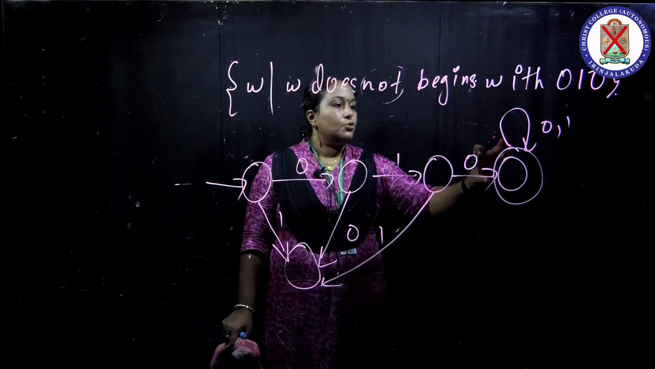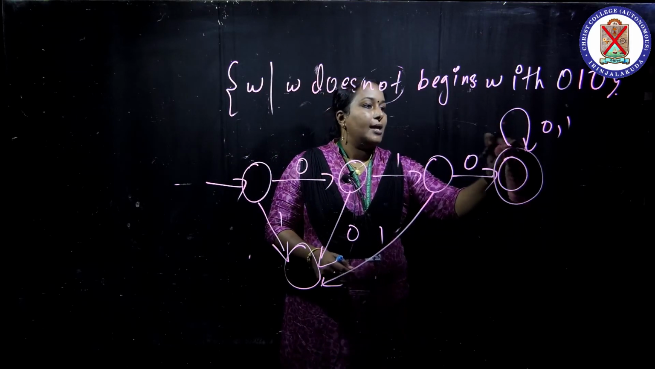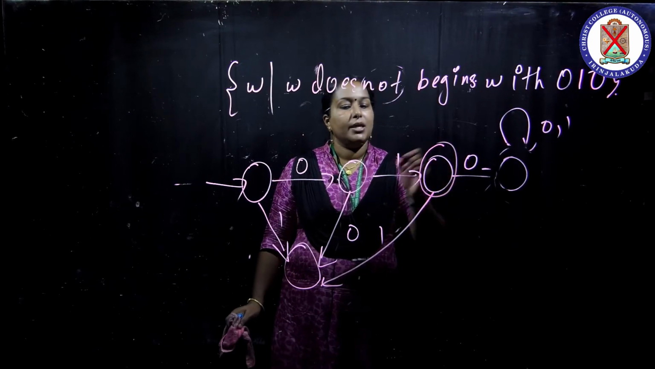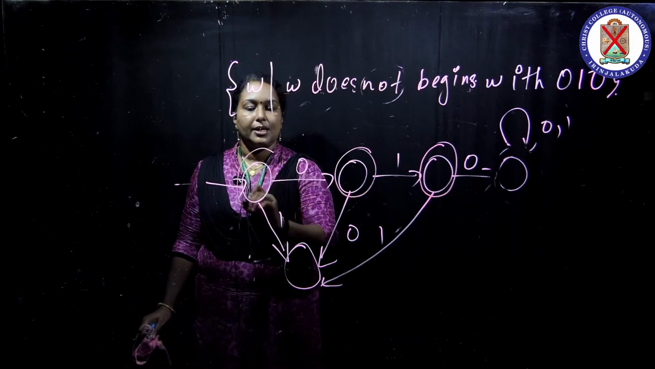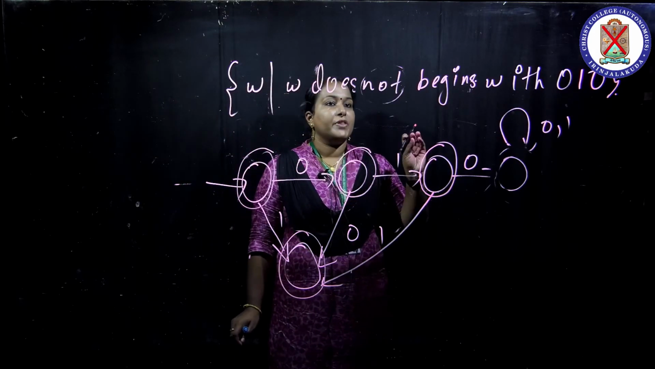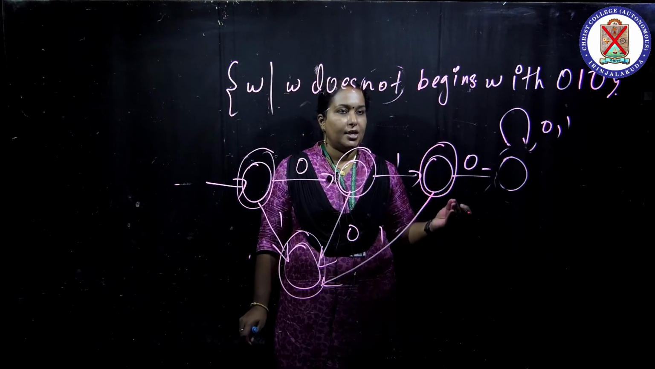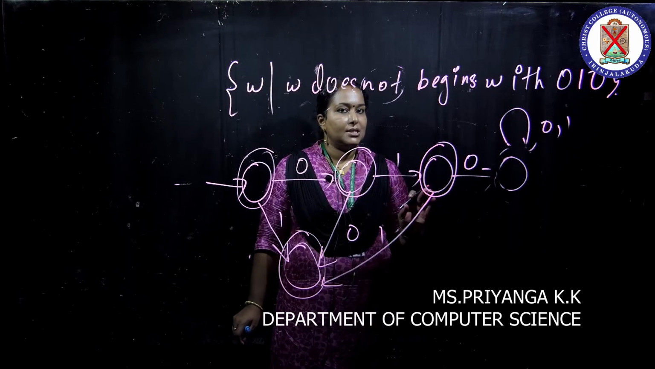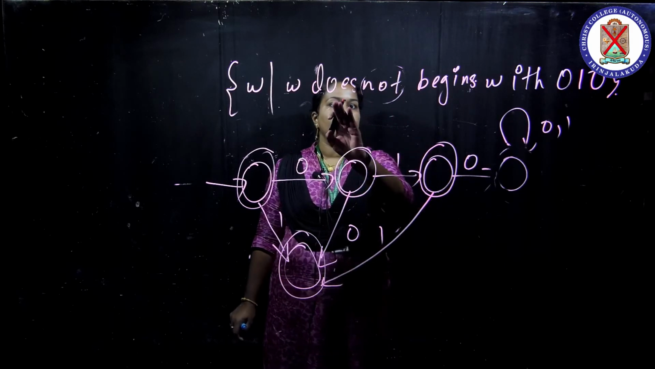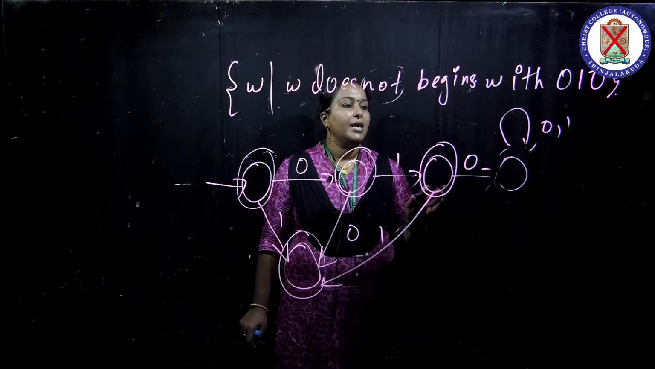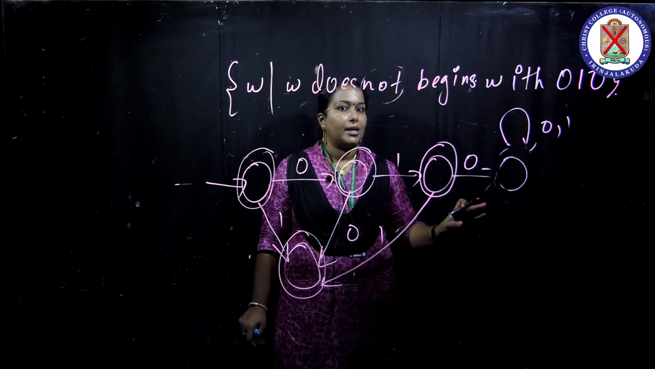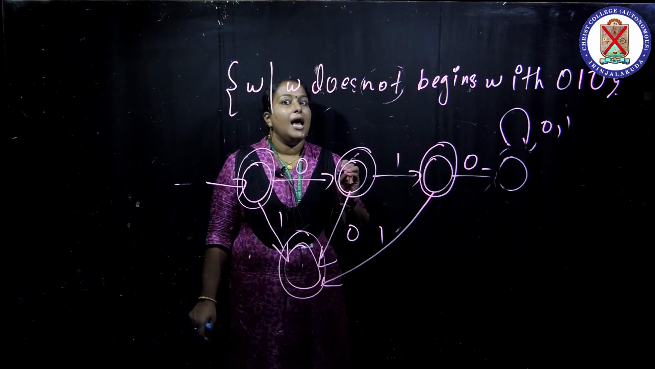So what to do? Make accepting states non-accepting. I have made the accepting state non-accepting, and I have made all non-accepting states accepting. Very simple, isn't it? This is the trick behind it. So you don't need to draw an entirely different DFA for does not. It is better to draw it this way. It is the correct logic. First you draw the DFA for the positive condition, and in that you make the accepting state non-accepting and the non-accepting states accepting.